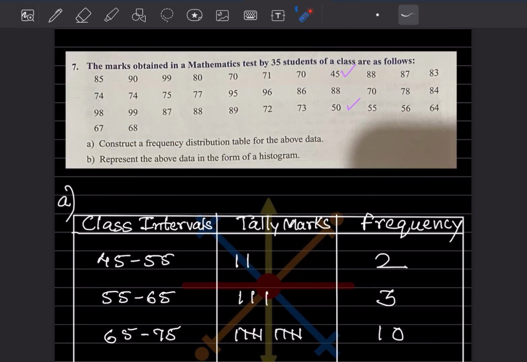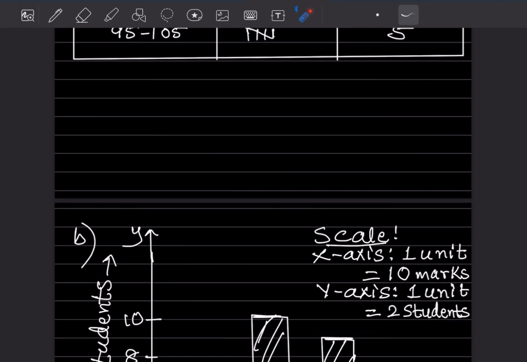There were only 2 questions in that one. We have to represent this in the form of a histogram, and this was the frequency table. So with this, we have completed today's work.